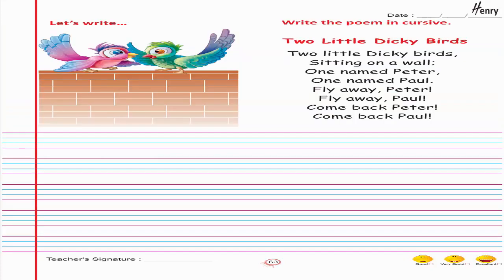Let's write. Write the poem in cursive. Two little dicky birds sitting on a wall. One named Peter, one named Paul. Fly away, Peter. Fly away, Paul. Come back, Peter. Come back, Paul.